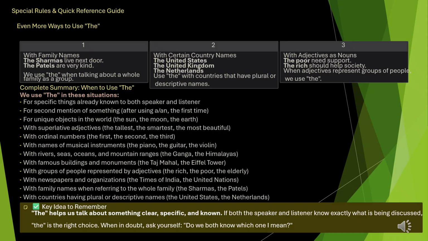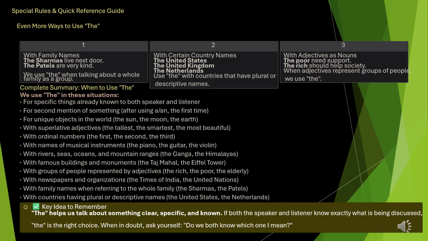With groups of people represented by adjectives: the rich, the poor, the elderly. With newspapers and organizations: the Times of India, the United Nations. With family names when referring to the whole family: the Sharmas, the Patels. With countries having plural or descriptive names: the United States, the Netherlands.